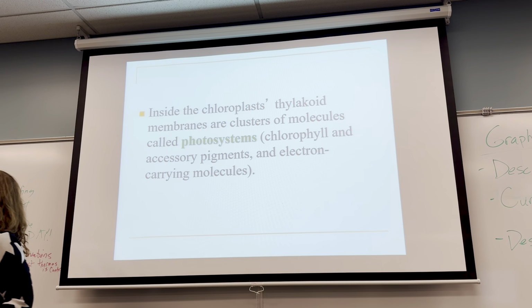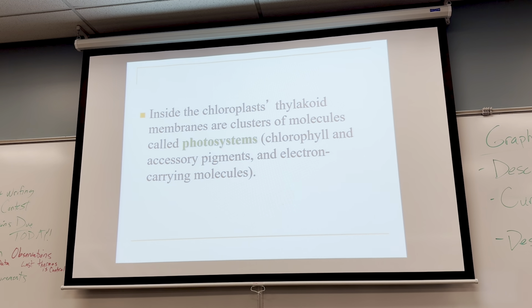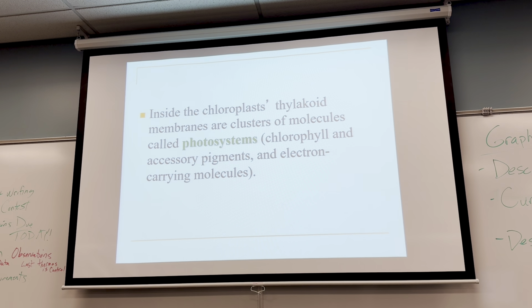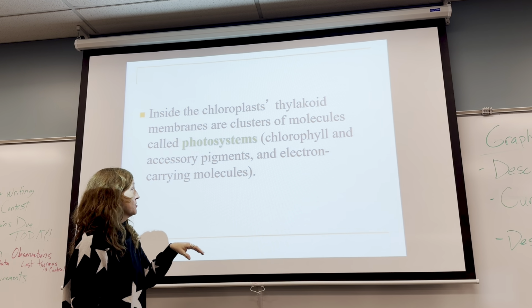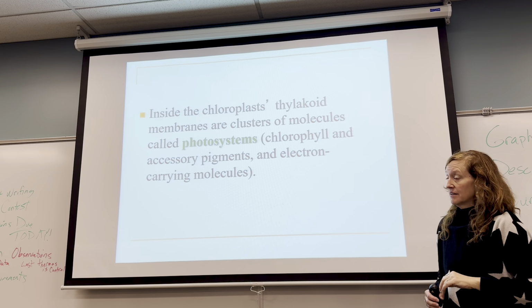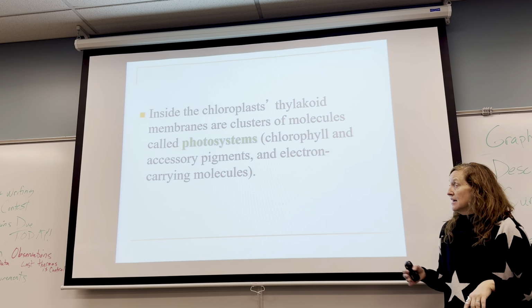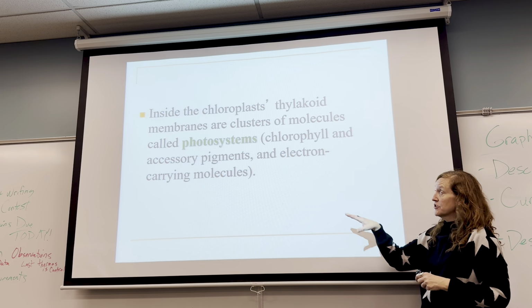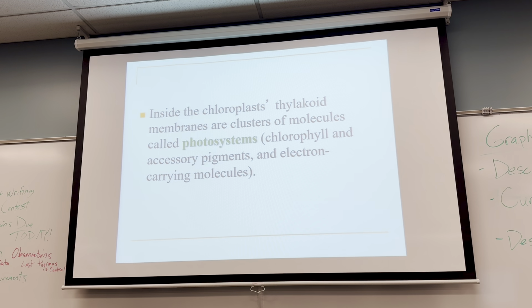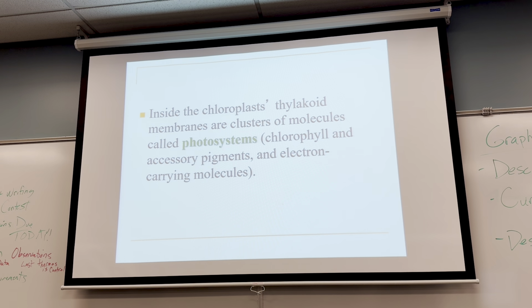We have two systems that occur within the thylakoid membrane. They're called photosystems. Again, reminding us that photo is like light, that you need the light for these systems to work. The photosystems are made up of chlorophyll pigments. Remember, we also talked about accessory pigments like carotenoids and phycocyanins, and then also electron-carrying molecules. We looked at ATP and NADPH last week also as electron-carrying molecules.